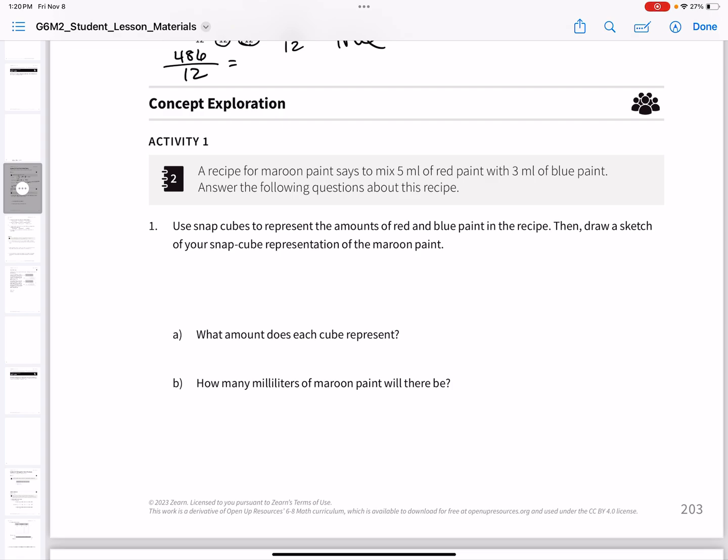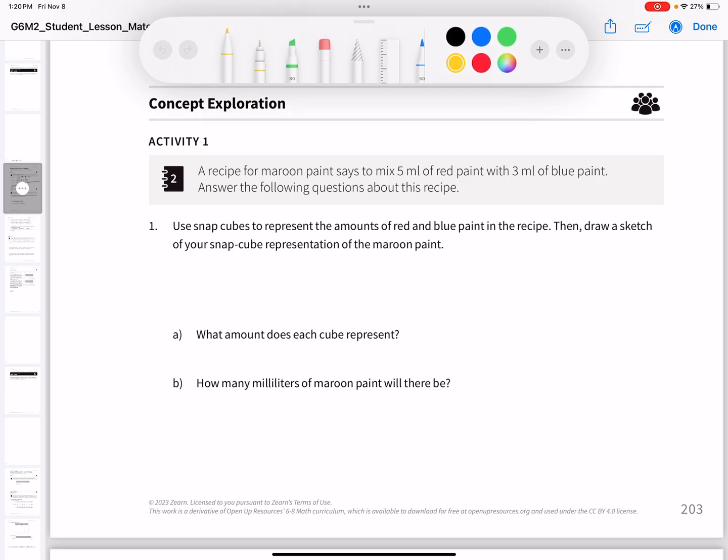So basically a snap cube is a cube, but we're going to draw it as a square on our paper here. So we're going to draw 5 milliliters of red paint with 3 milliliters of blue paint. So I'm going to draw 5. So that's worth 1, 1, 1, 1, 1. So that equals 5 red.